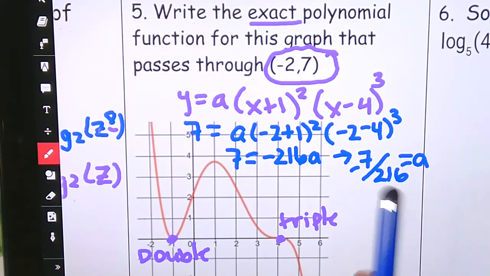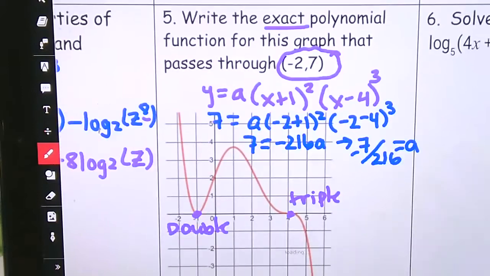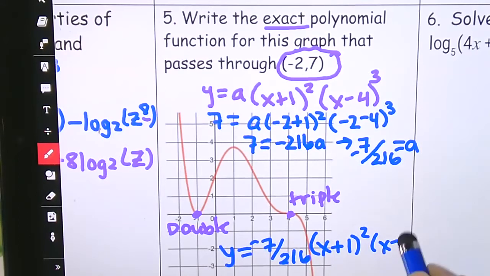So then I'm going to put this in place of my a here for my final equation. I'm just going to write it down here. So I'm going to have y is equal to -7 over 216 times (x plus 1) squared times (x minus 4) cubed. And that's your answer.